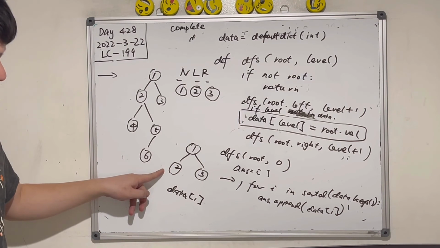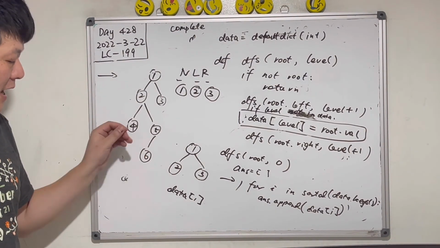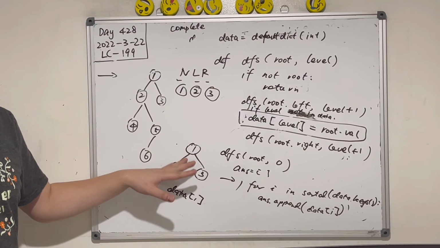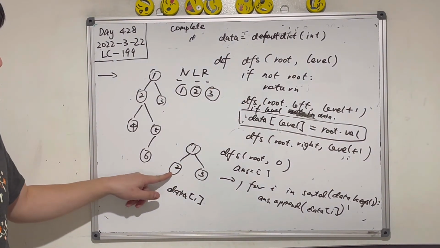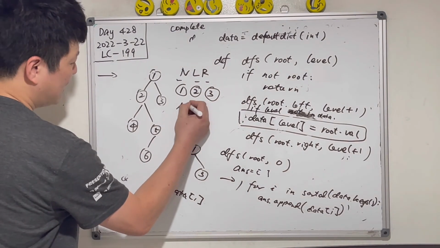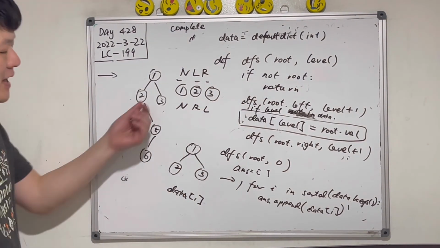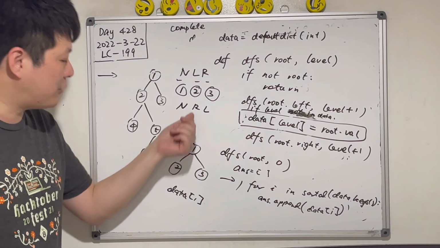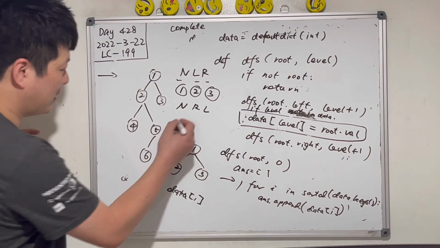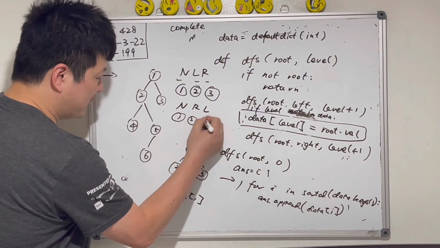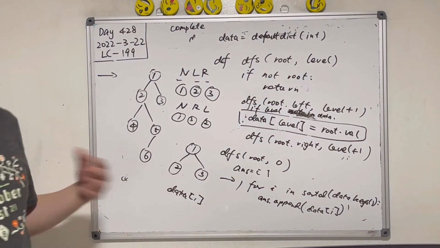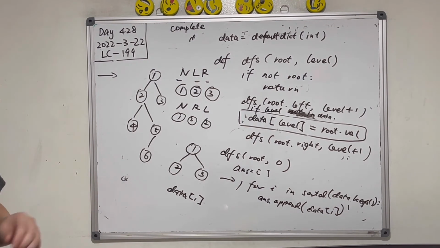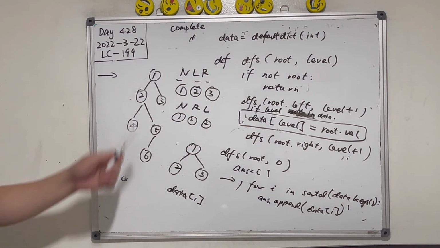Or if we update the hash map the first time and don't update it the second time, data 1 will be 2, then that's the left side view. Alternatively, we can do node, right, left in reverse order. It will be 1, 3, 2. So if we update this, then that will be the opposite. So that's the depth search.